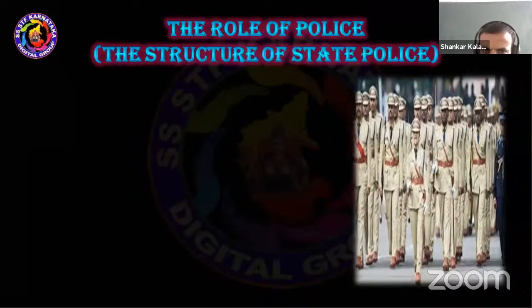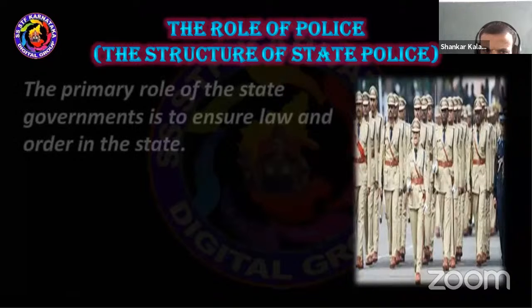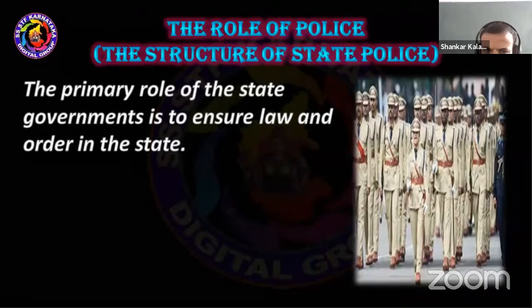Next, the role of the police, the structure of state police. The primary role of the state government is to ensure law and order in the state. The central government has paramilitary forces to maintain law and order in the country: CRPF, BSF, CISF, and the Railway Protection Force. Like that, the state government also has a force which helps to maintain law and order in the state. That is the police department.